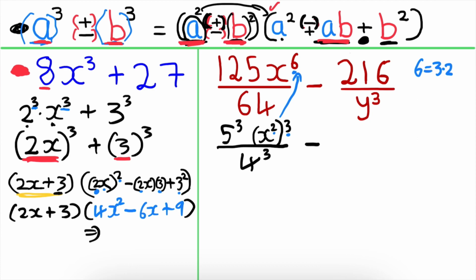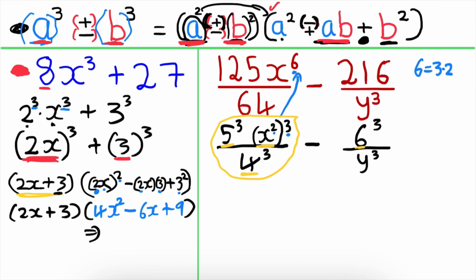216 is the same as 6 to the exponent 3. So I'm just going to write it: 6 to the exponent of 3 all over y to the exponent of 3. Now you can see every part of this fraction has been raised to an exponent of 3, which means I can take out that exponent of 3, and then everything else will be inside brackets.